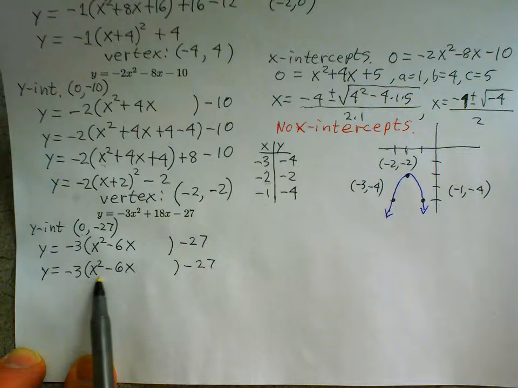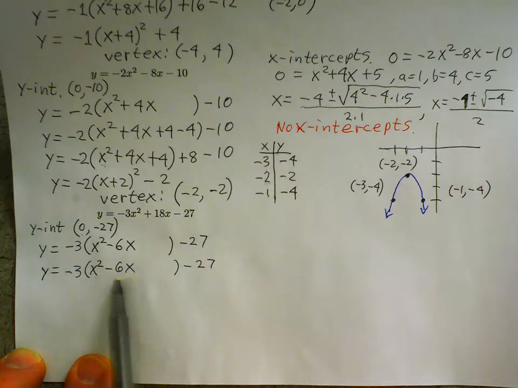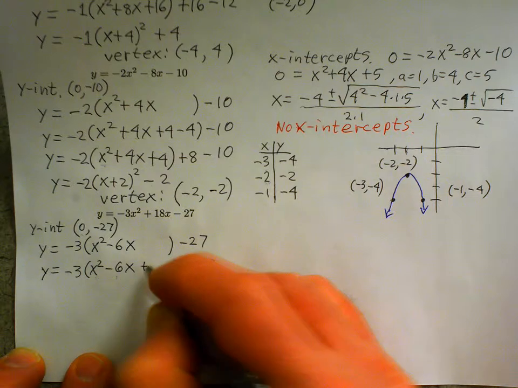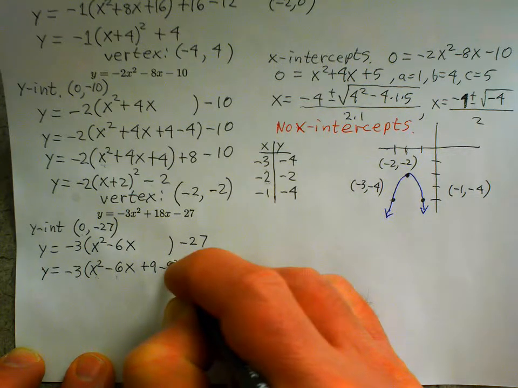So this time the form 0 takes, well, now we're focusing on x squared minus 6x. 1/2 of -6 is -3. When we square -3, we get +9. So we add 9, then subtract 9.